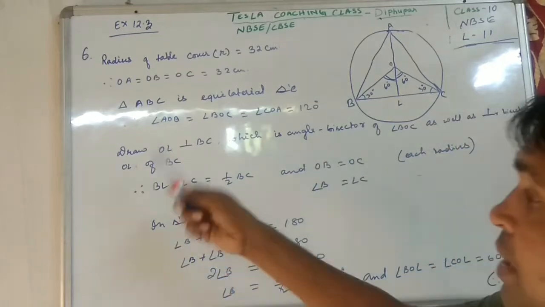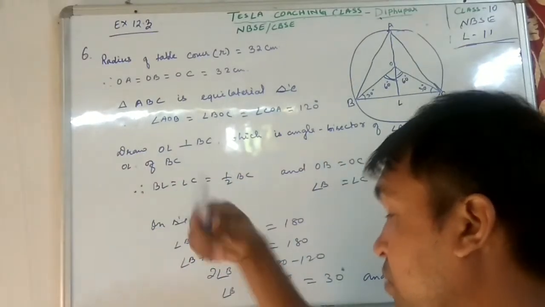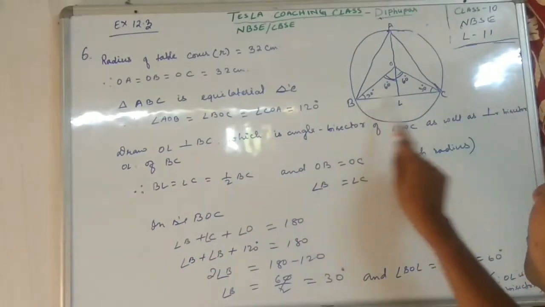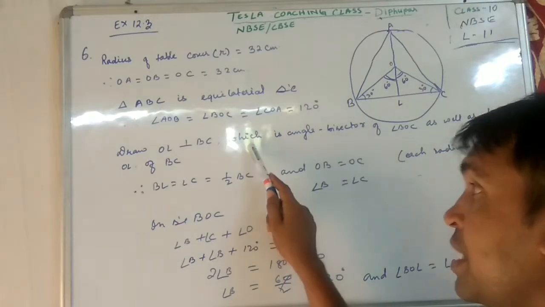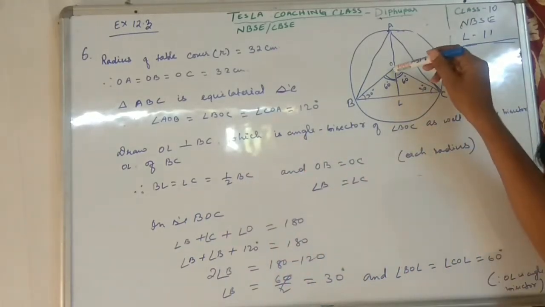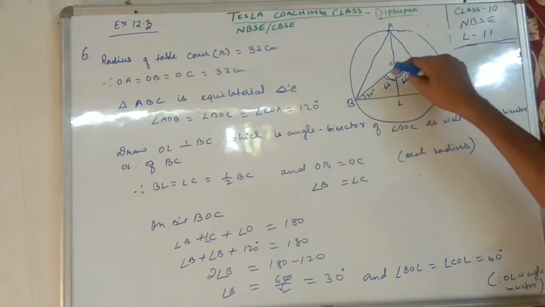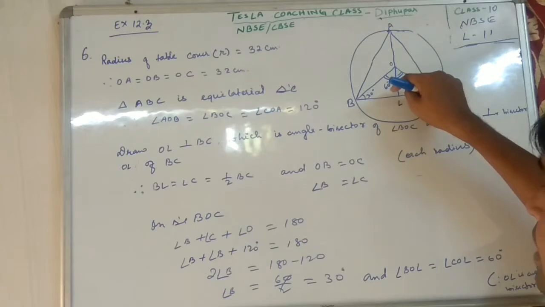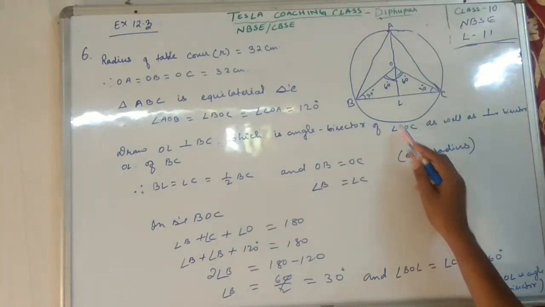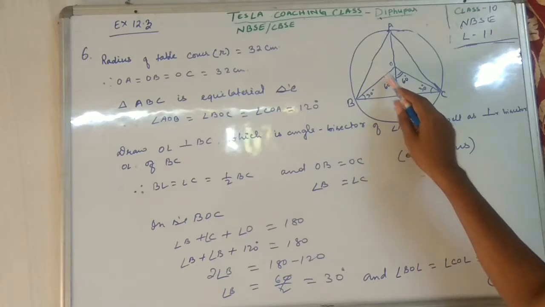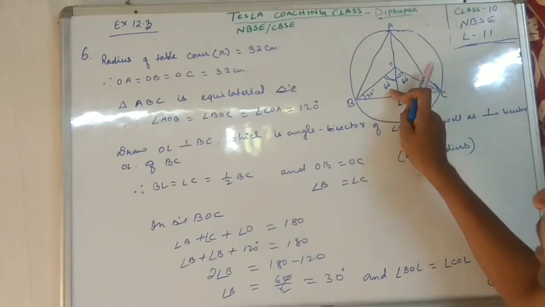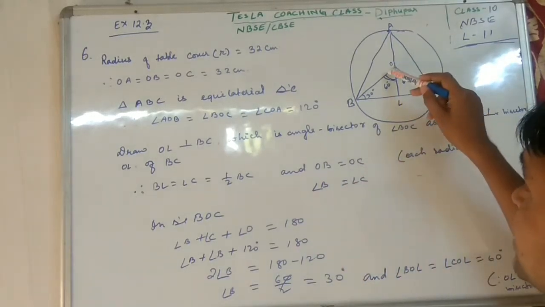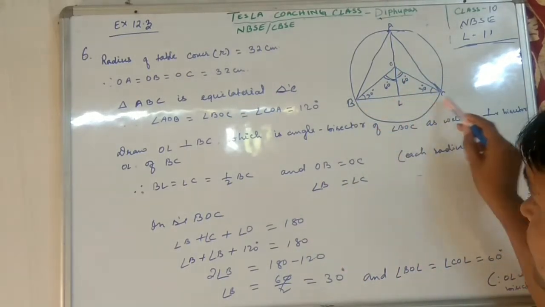What we have done on our own is draw OL perpendicular to BC. This OL is nothing but an angle bisector. The whole angle is 120 degrees. Since we have drawn OL, the angle is divided into 60 and 60. OL is the angle bisector of angle BOC, and this angle becomes 60 and this is 60, as well as the perpendicular bisector of BC.